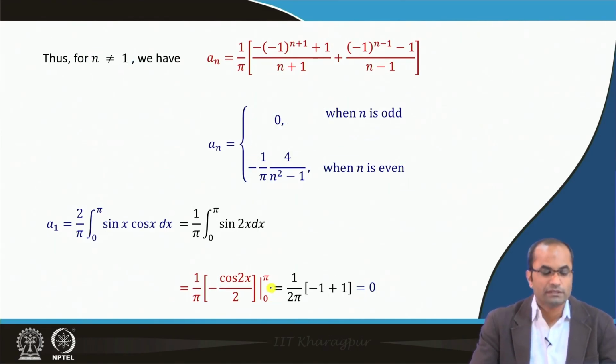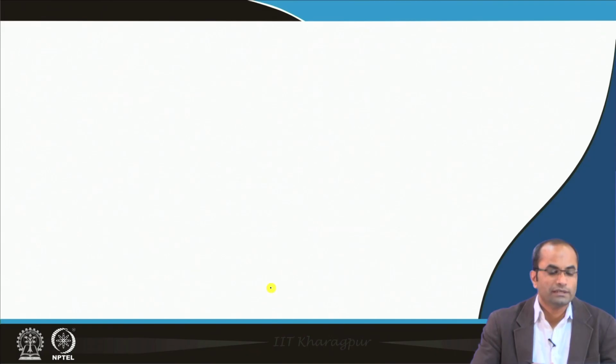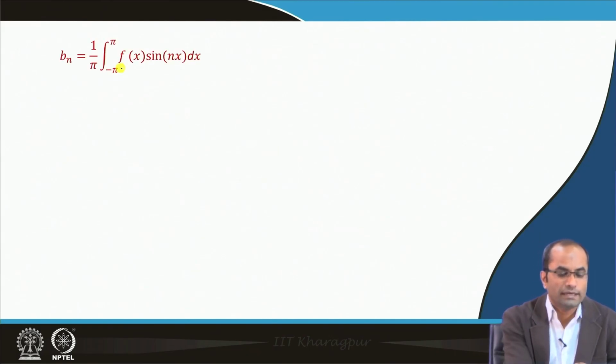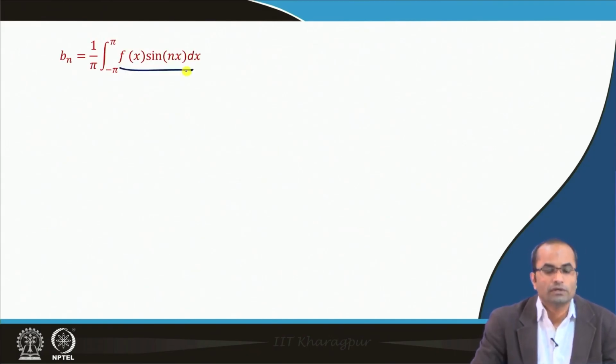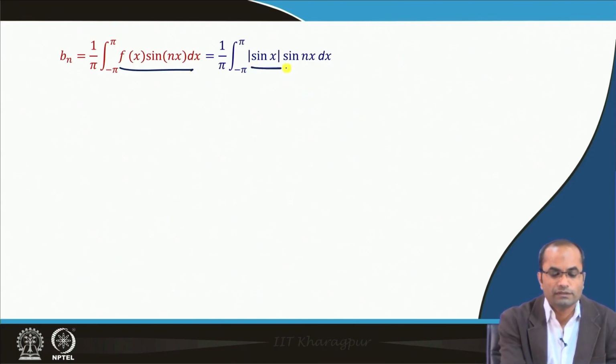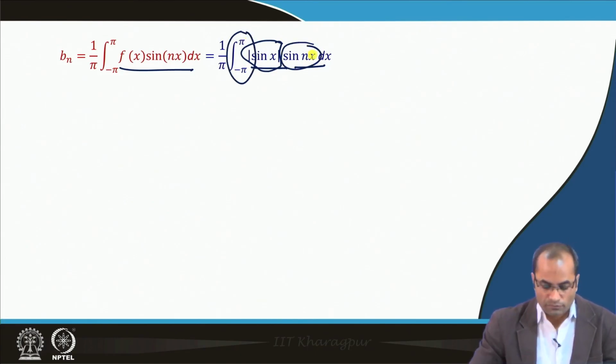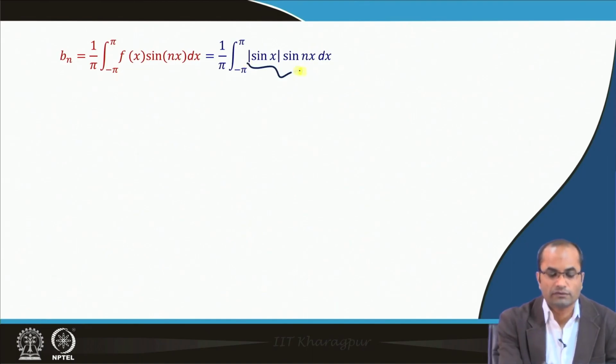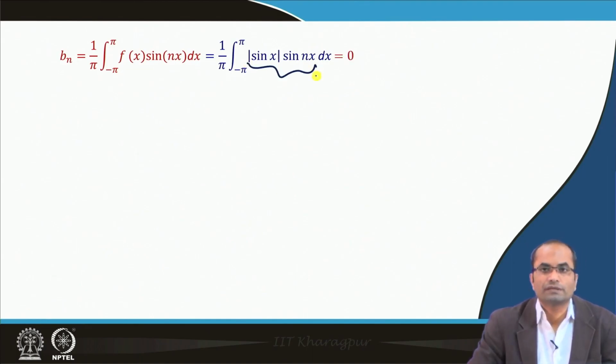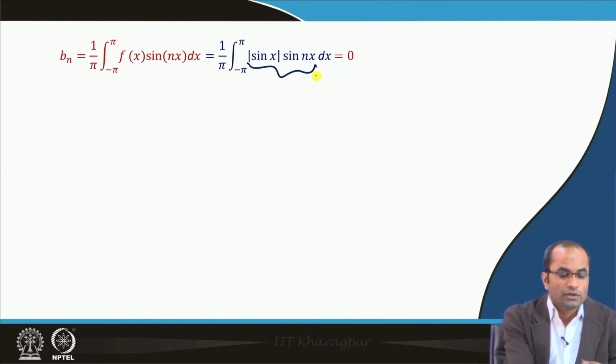So, this a_1 is 0, a_n we have computed, and for b_n, if we write down these Fourier coefficients b_n, we have this sin x sin nx, and since this is the even one, and then we have odd here. So, integrating from minus pi to pi with this odd function as an integrand, this will become 0 straightforward without calculation.